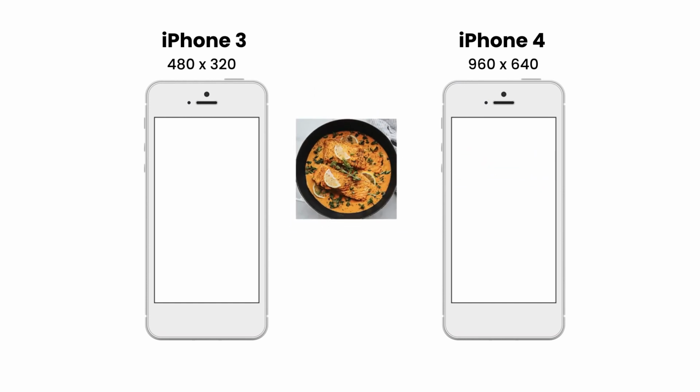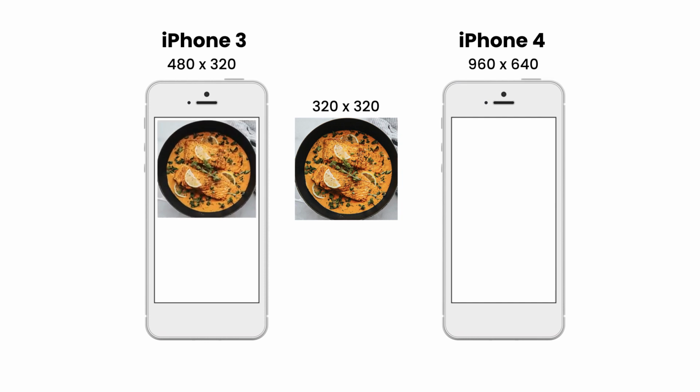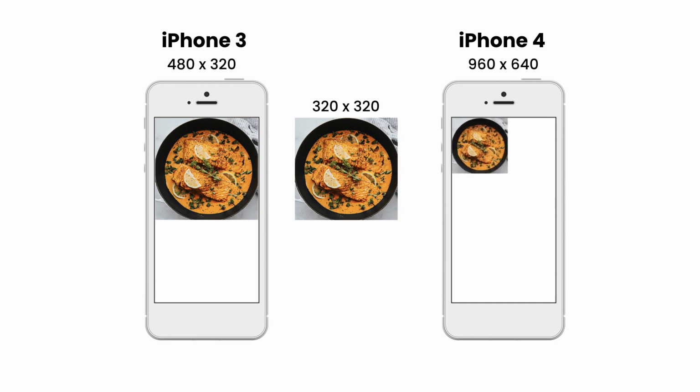Now, let's say we have an image that is 320 by 320. If we display this image on an iPhone 3, it's going to look like this, right? Now, what if we display this on an iPhone 4? How big do you think the image is going to be? You might think the image is going to be half the size because 320 pixels take up half of the width of the screen, right? Well, that's not true.